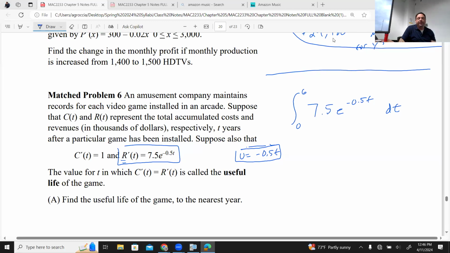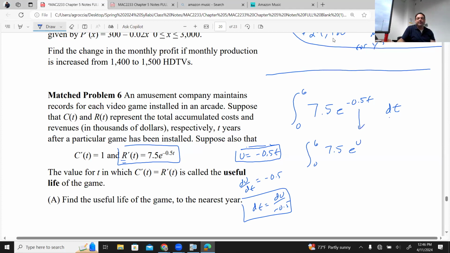So if I was going to take the derivative of this with respect to t, the derivative would be negative 0.5. So dt equals du over negative 0.5. So when I do my substitutions, it goes from 0 to 6, 7.5 e to the u, and dt is du over negative 0.5. So the integral from 0 to 6 of 7.5 divided by negative 0.5.